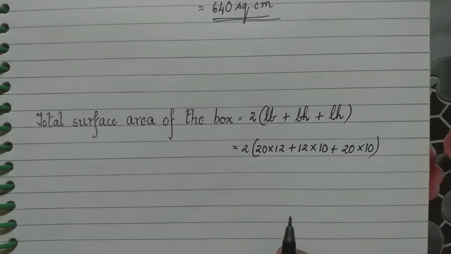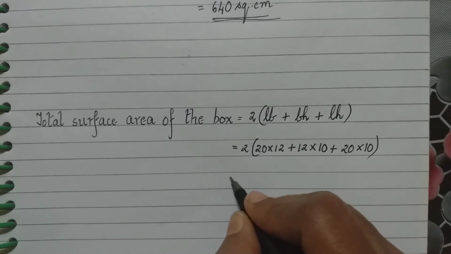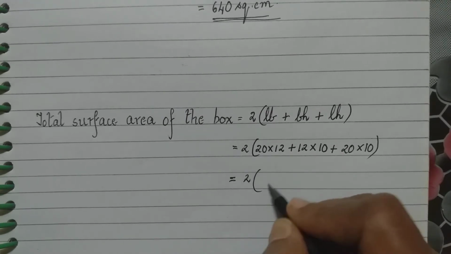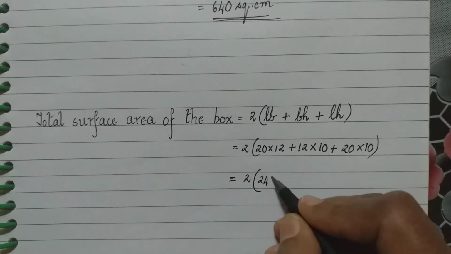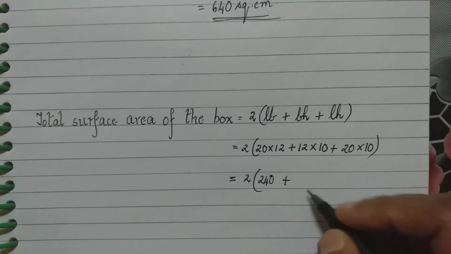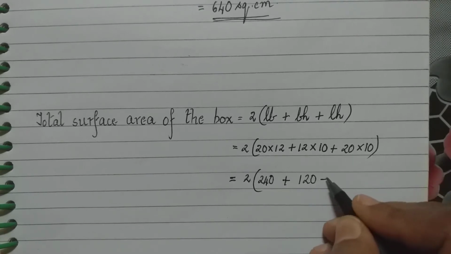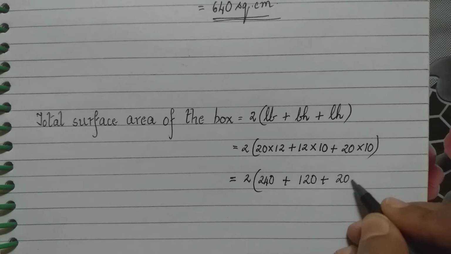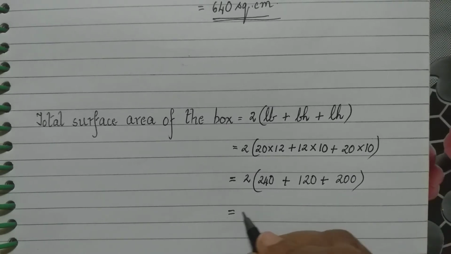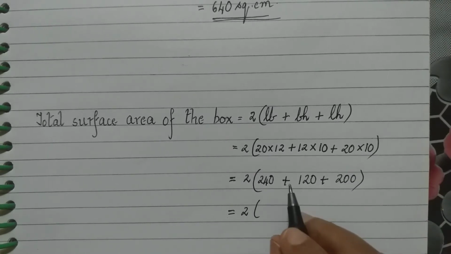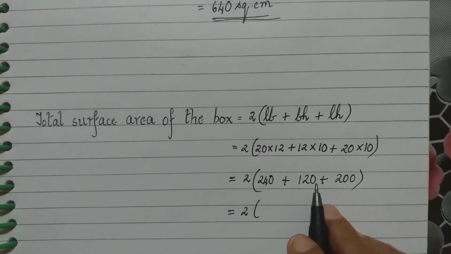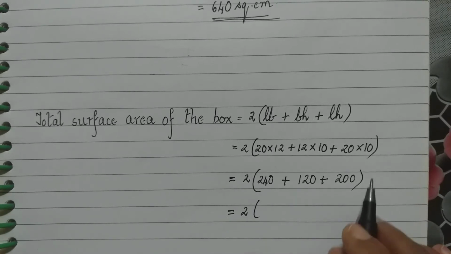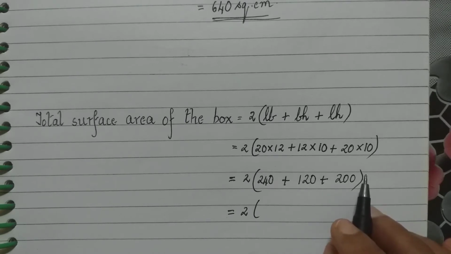Okay, so once we finish writing this, now we will simplify it further. Is equal to 2. 20 into 12. 12 2s are 24 and this 0. So 240. 12 10s are 120. 20 10s are 200. So this is equal to 2 bracket. Now we add all this. Here we have 240 and 120. 240 plus 120 is 360 plus 200 is 560.